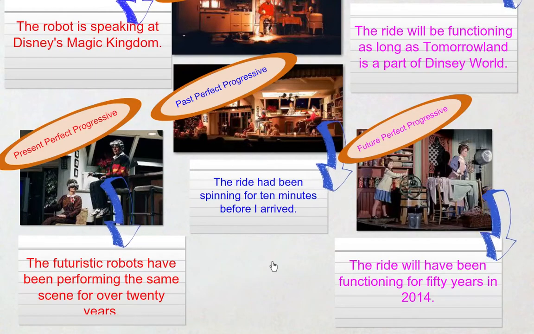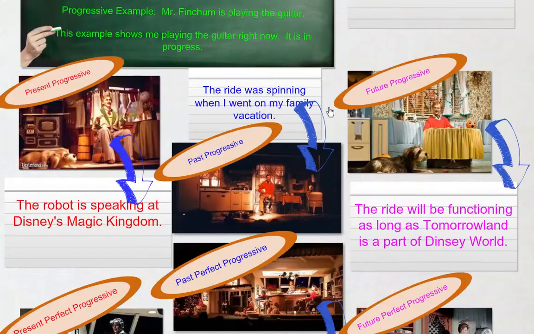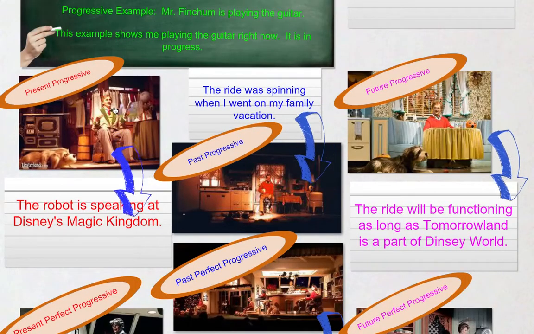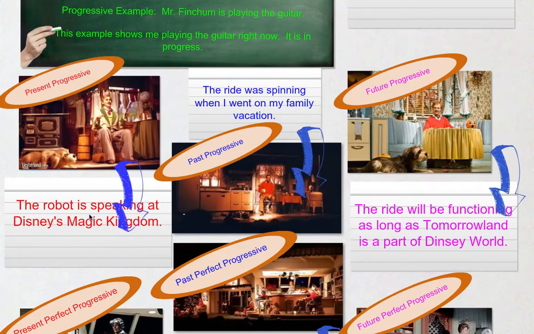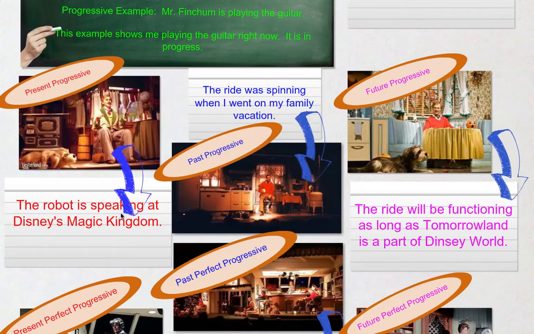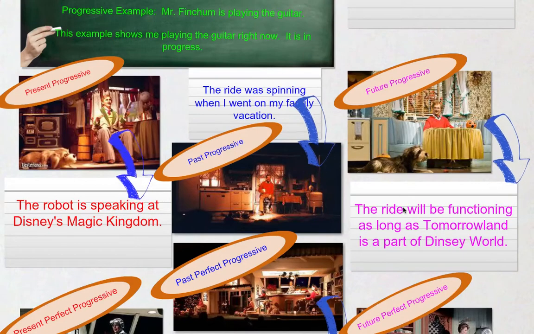Okay? But if you remember that for your regular progressive tenses, present, past, and future, you're going to use the form of be with your ing. Is speaking, okay? If it was I, you could say am speaking, right? And then past, was spinning. Future, will be functioning, okay?